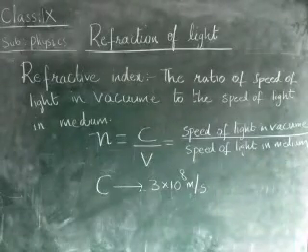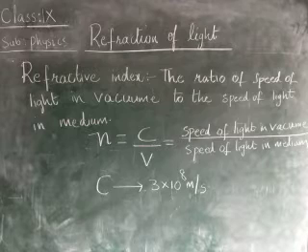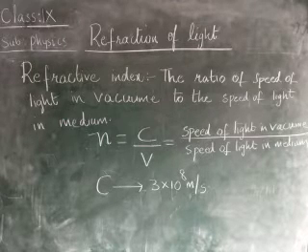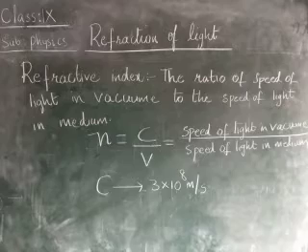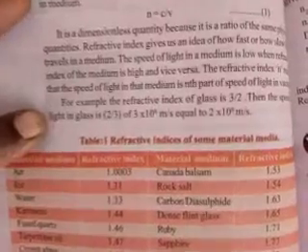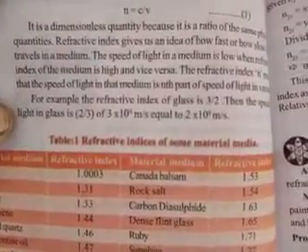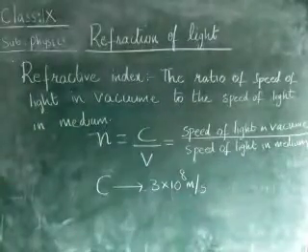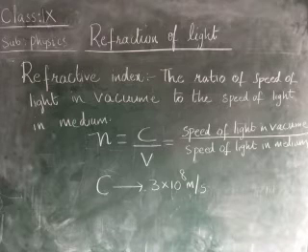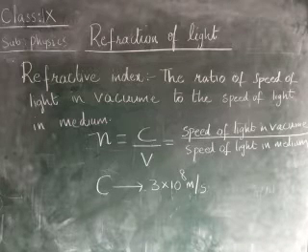All these are the ratios of the speed of light in vacuum to the speed of light in the respective medium, children. Here you see the table, children. Refractive index of some material media. Okay, that's about the refractive index, children.